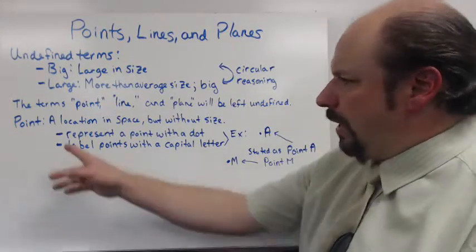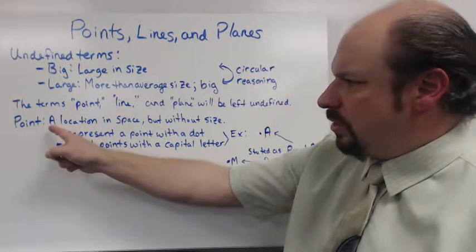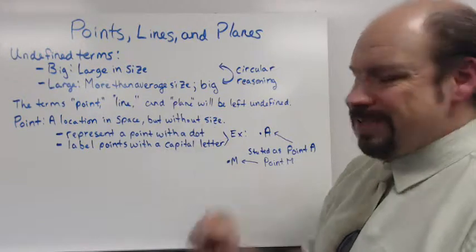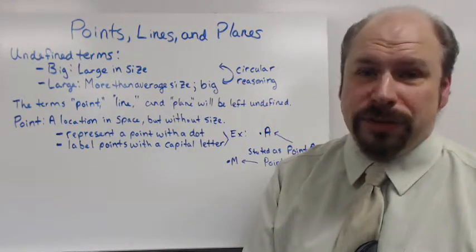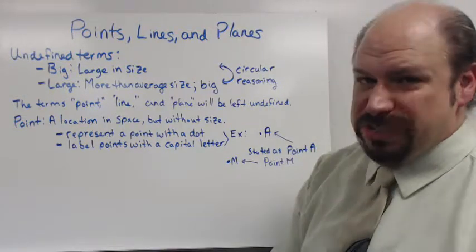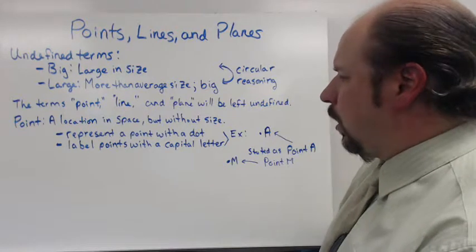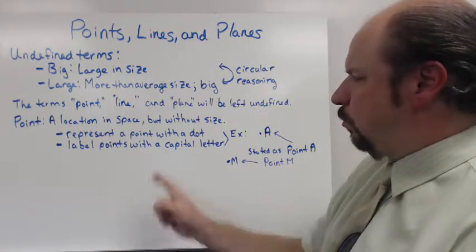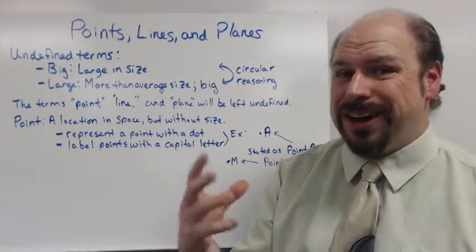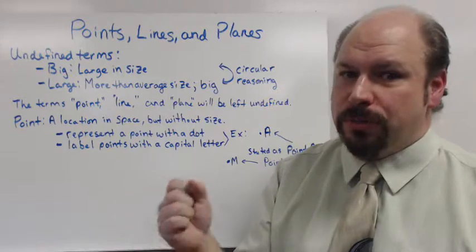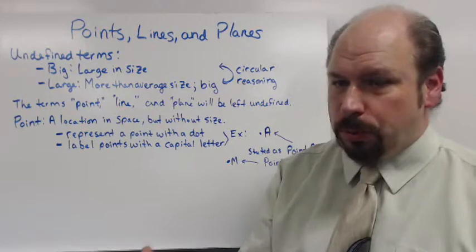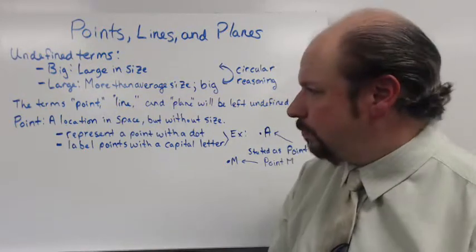Okay? So a point, just to get an understanding of the meaning of point, is just a location in space, but it doesn't have any size to it. So it's infinitely small. So as you can tell, there's a lot of points in space. In order to represent a point, we use a dot. Now that dot, of course, is just a representation of a point because a dot really has size, and so it's much bigger than what the point actually is.